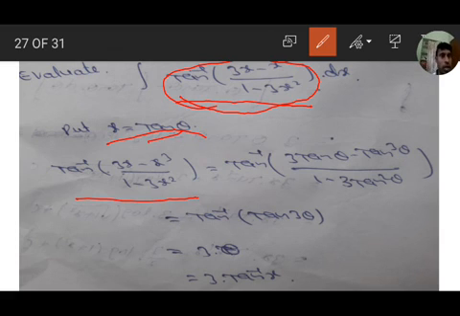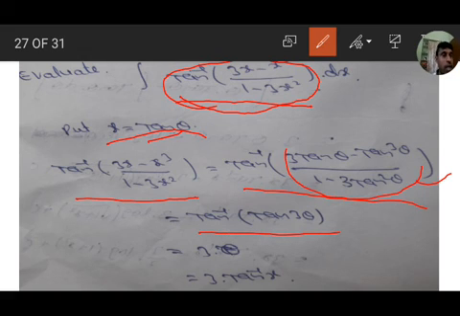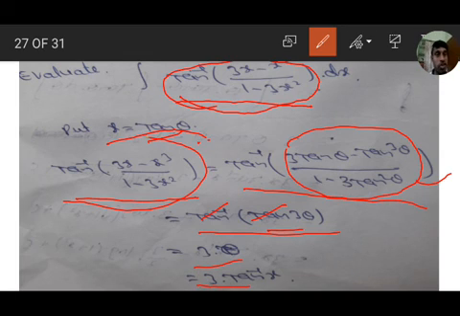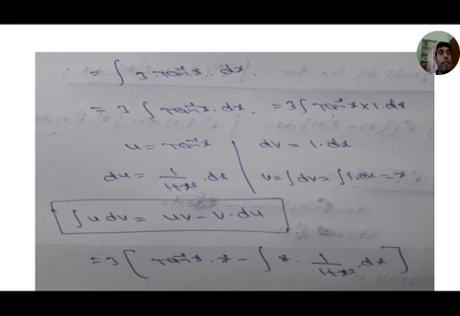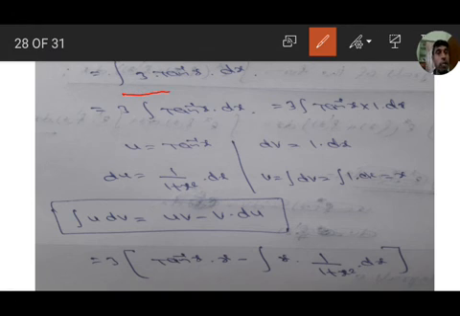With x equal to tan theta, we get tan inverse of (3 tan theta minus tan cube theta) by (1 minus 3 tan square theta). This is tan 3 theta. So tan inverse of tan 3 theta, the tan inverse and tan cancel, giving 3 theta. Since x equals tan theta, theta means tan inverse x, so tan inverse of (3x minus x cube) by (1 minus 3x square) is 3 tan inverse x. Substituting in the integration, we get the integral of 3 tan inverse x dx.